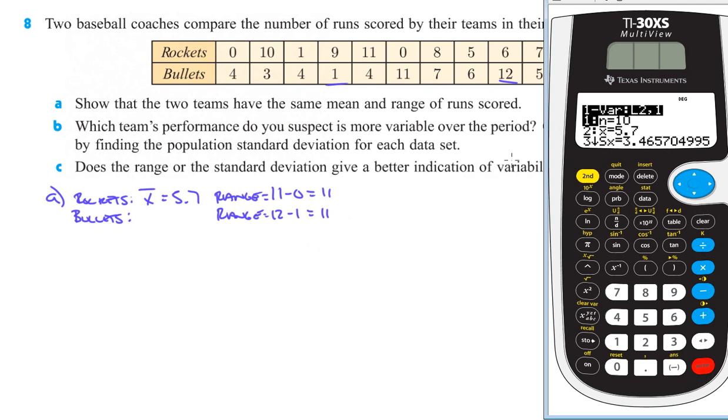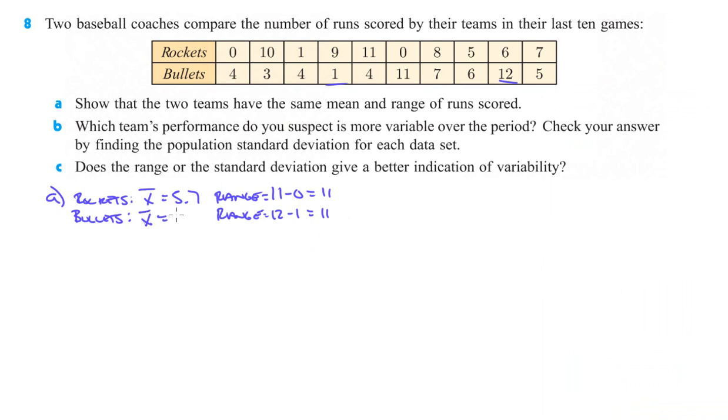And find that. And look, there's our same mean at 5.7 there as well. Okay? Which team's performance do you suspect is more variable over the period? Check your answer by finding the population standard deviation for each data set.